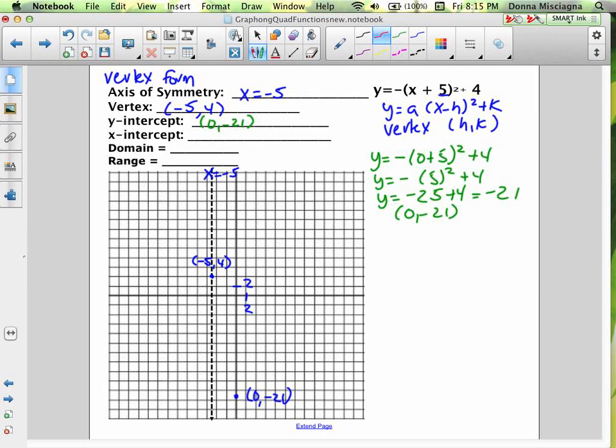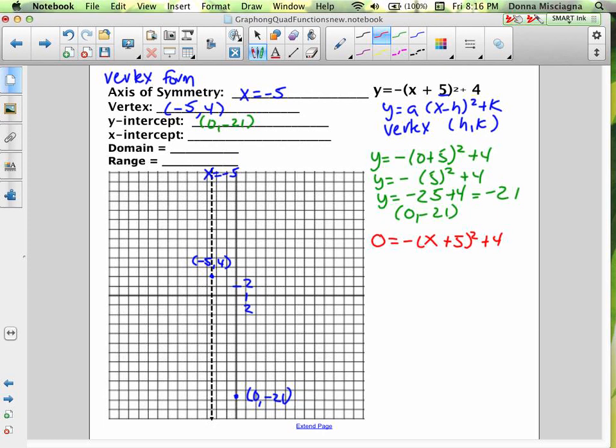All right, x-intercepts, just plug in. For the y-intercept, you plug in 0 for x. For the x-intercept, you plug in 0 for y. So let's find the x-intercept. We have 0 equals negative x plus 5 squared plus 4.